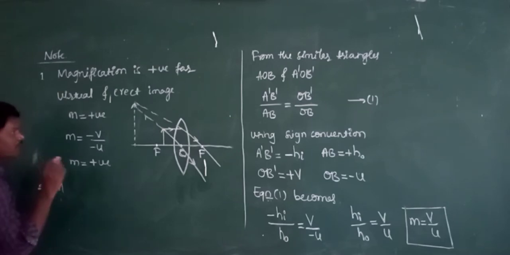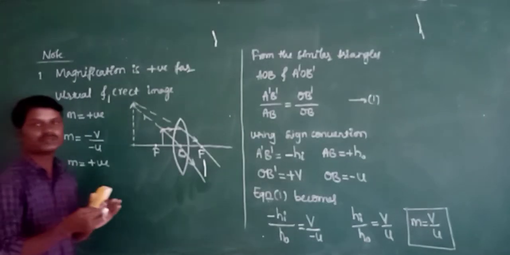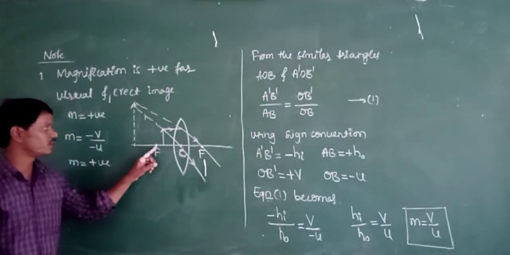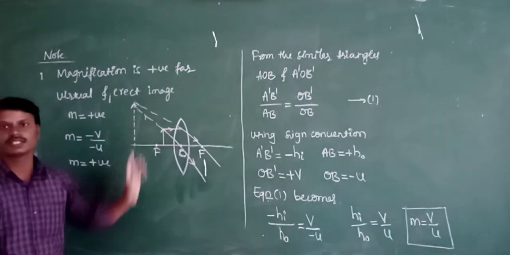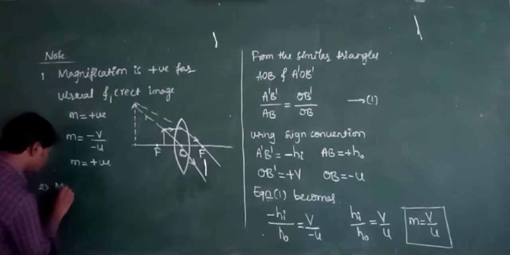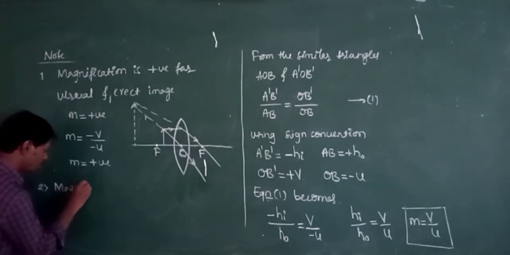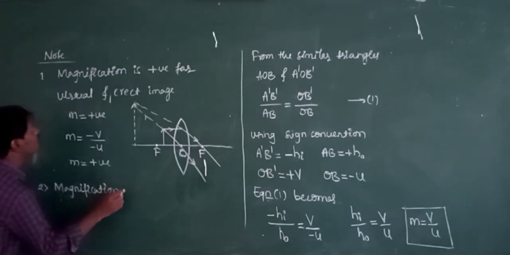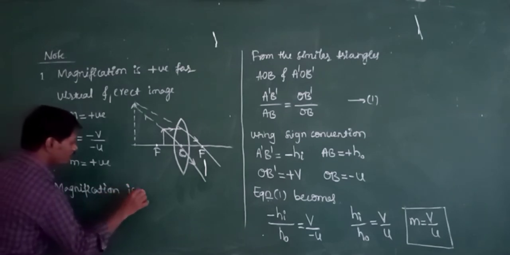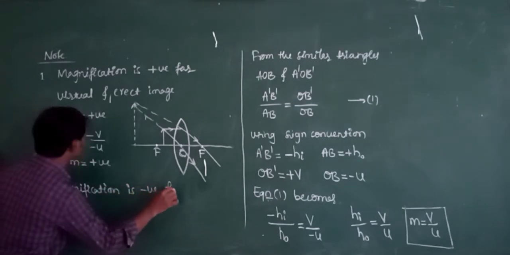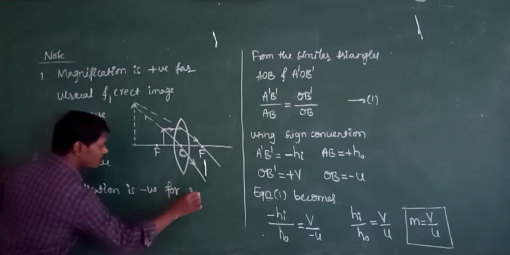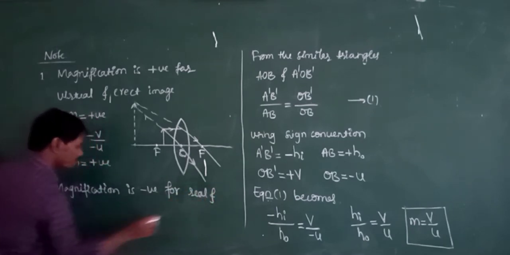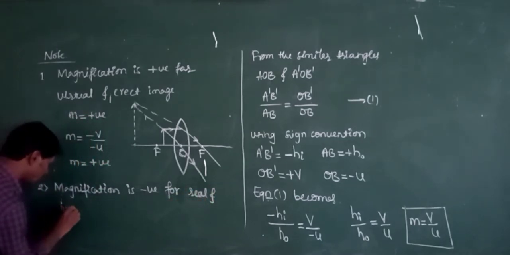So the magnification produced by a convex lens is positive only when the object is between the principal focus and the optical center. Next one, note number 2: magnification is negative for a real and inverted image.